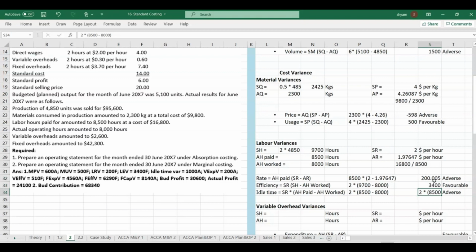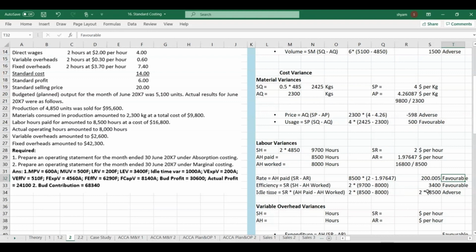So let's look at the answer here. We should have paid 2, but we have paid 1.97. See, that is a good thing. So it's favorable. They should have worked for 9,700 hours, but they have worked fewer, we have ensured that they are working for a lower number of hours. So that is efficiency. It is a good one. The work will take 9,700 hours, but we have completed it in 8,000 hours itself. So that is a good thing.